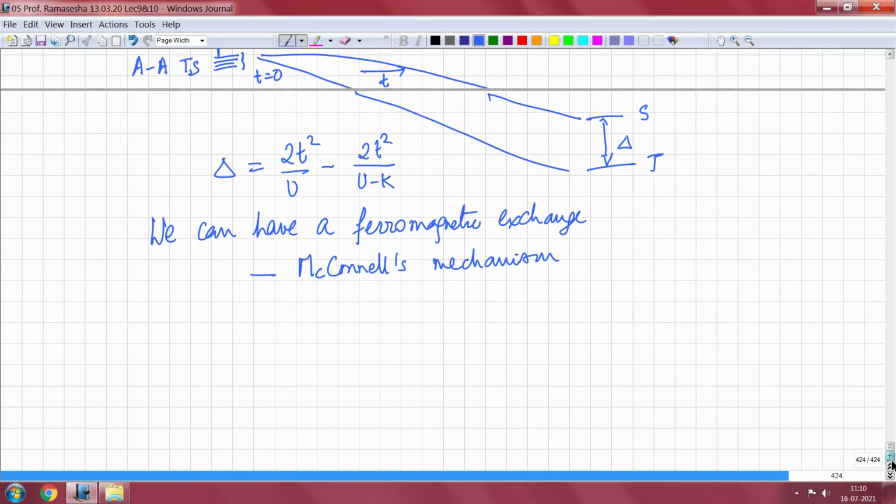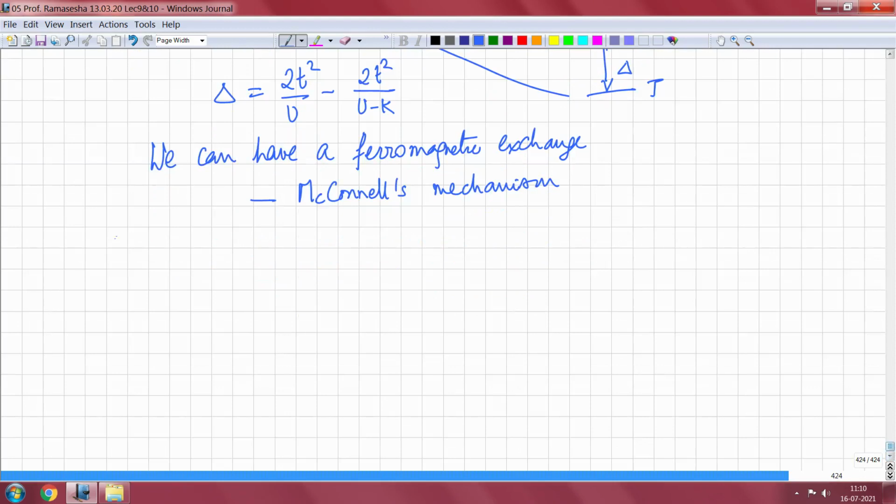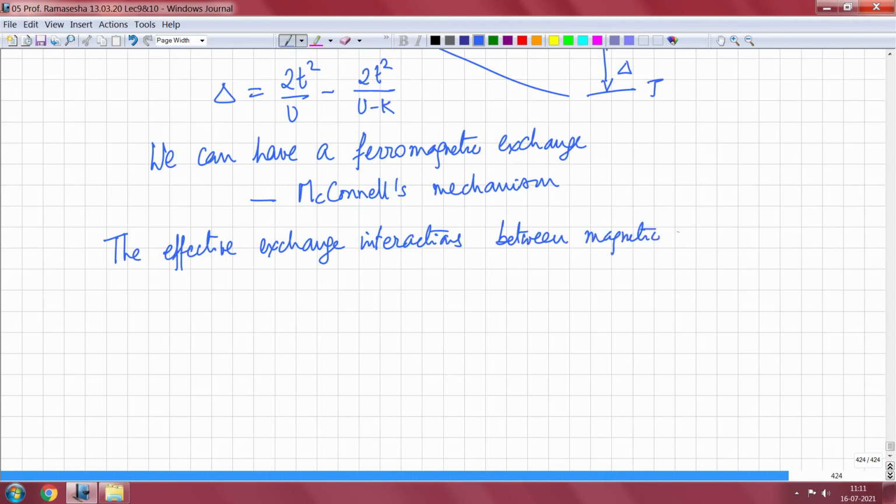So basically what I am trying to say is that the effective exchange interactions between magnetic sites is a competition between kinetic and exchange, competition between kinetic and direct exchange.